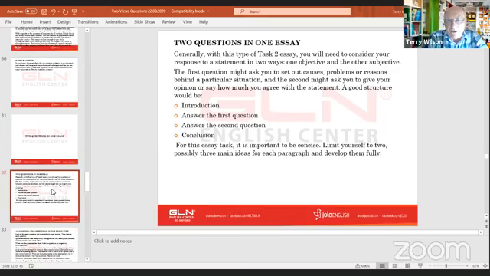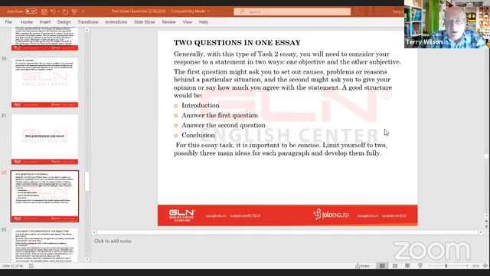So a good structure would be introduction, answer the first question, answer the second question, and conclusion. And for this essay task, it is important to be concise. Limit yourself to 2, possibly 3 main ideas for each paragraph, and develop them fully. So this is basically 2 essays in one. Each paragraph is a separate essay.